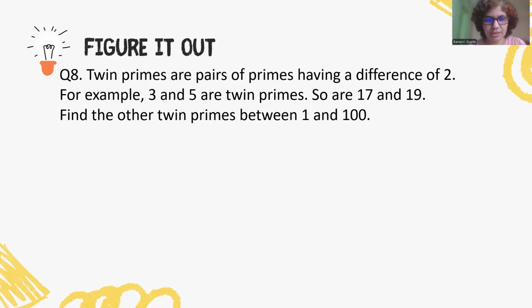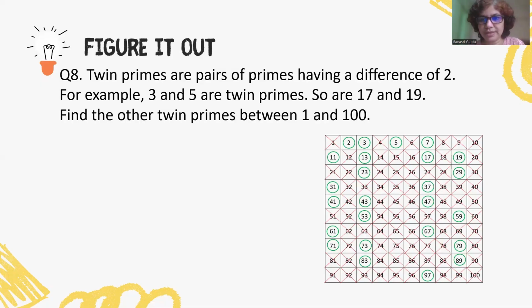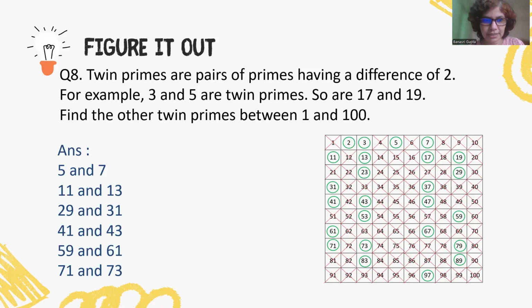Next question is about twin primes. Twin primes are pairs of primes having a difference of 2. For example, 3 and 5 are twin primes. So are 17 and 19. Find the other twin primes between 1 and 100. We see that 3 and 5 are already mentioned. After that, 5 and 7 is also one. Similarly, 11 and 13.